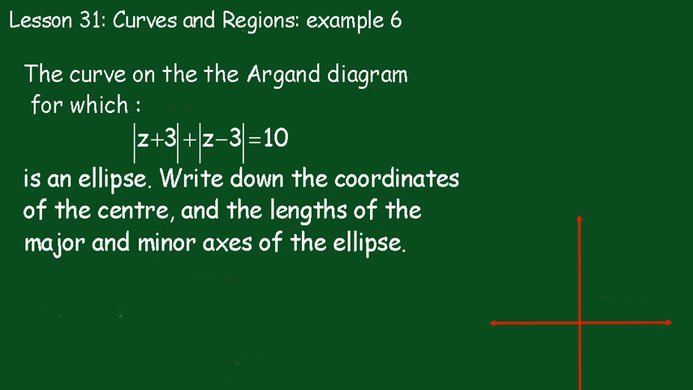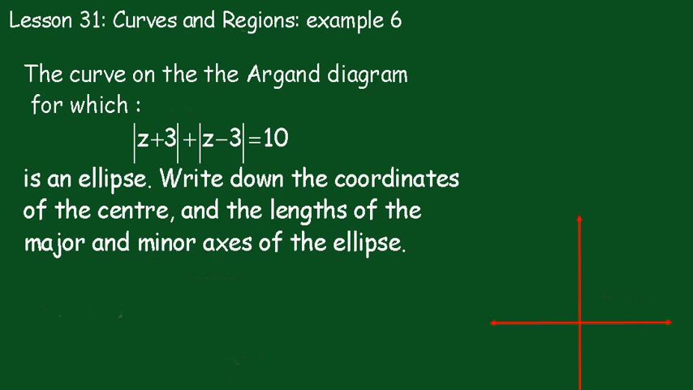Lesson 31, Curves and Regions, Example 6. The curve on the Argand diagram for which the modulus of z plus 3 plus the modulus of z minus 3 equals 10 is an ellipse. Write down the coordinates of the centre and the lengths of the major and the minor axis of the ellipse.